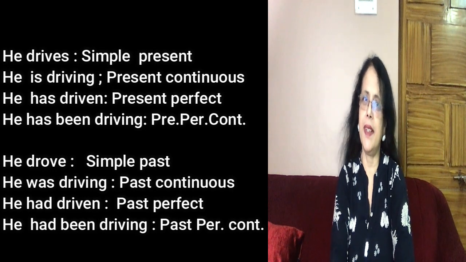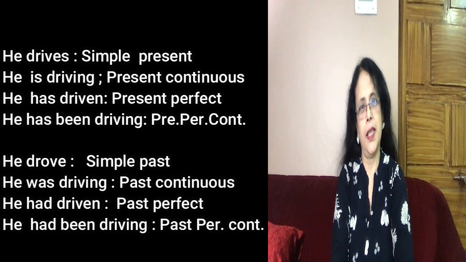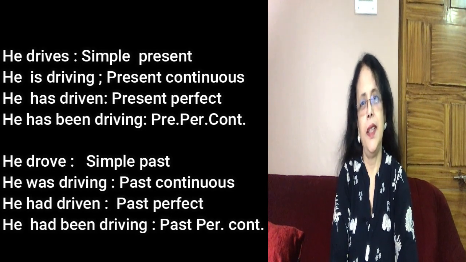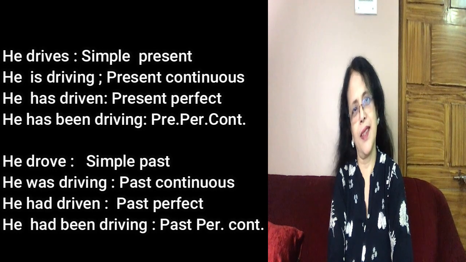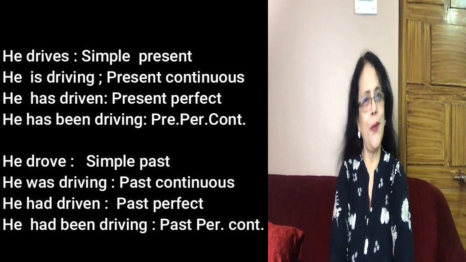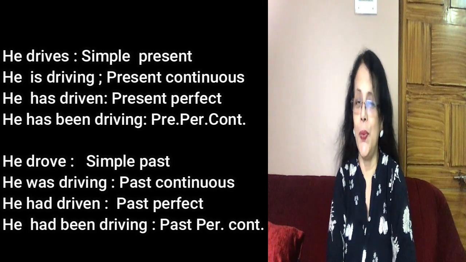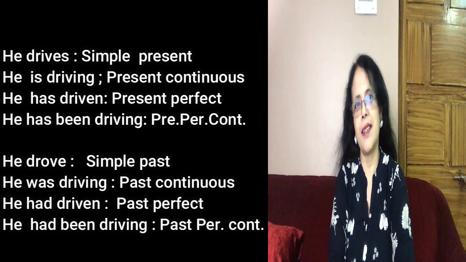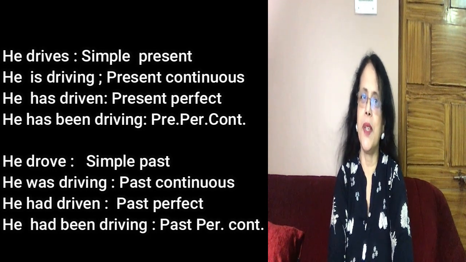Present perfect continuous tense. He drove. Simple past. He was driving. Past continuous. He had driven. Past perfect. He had been driving. Past perfect continuous tense. So now you are thorough with present tense as well as past tense. You will be able to use these tenses with full confidence and ease. Right? Okay. So that's all for the past perfect continuous tense.